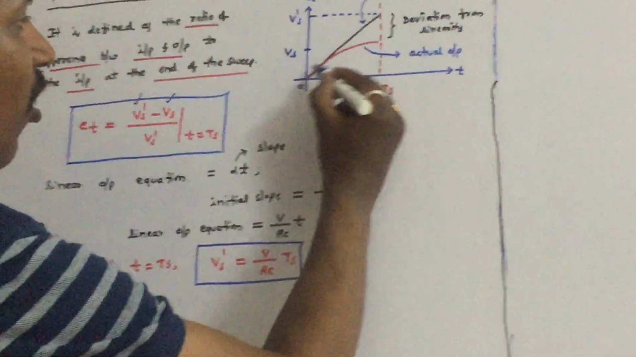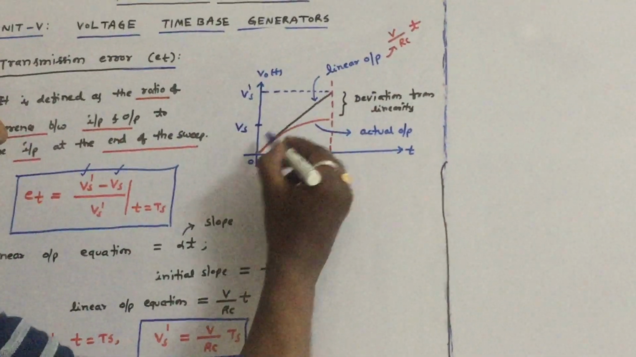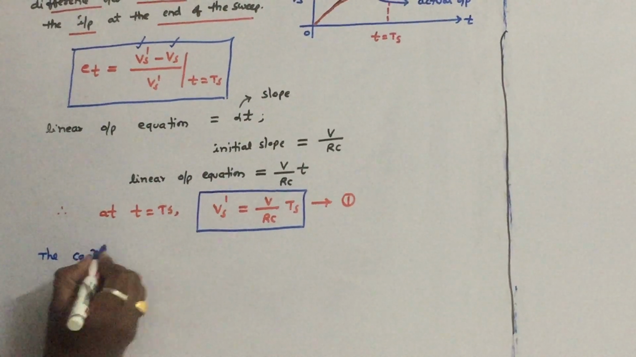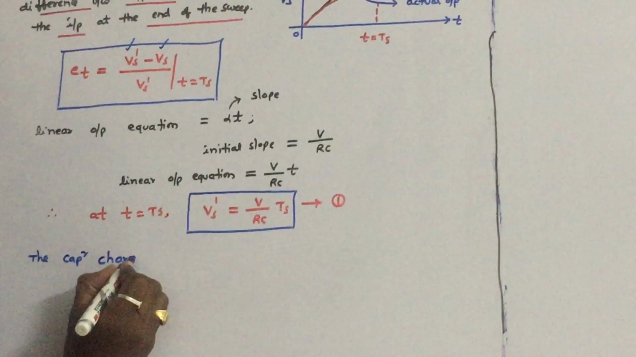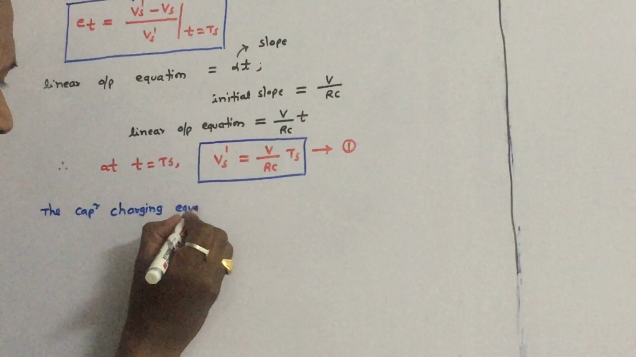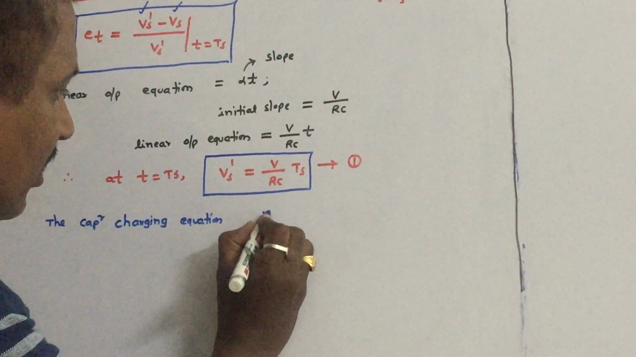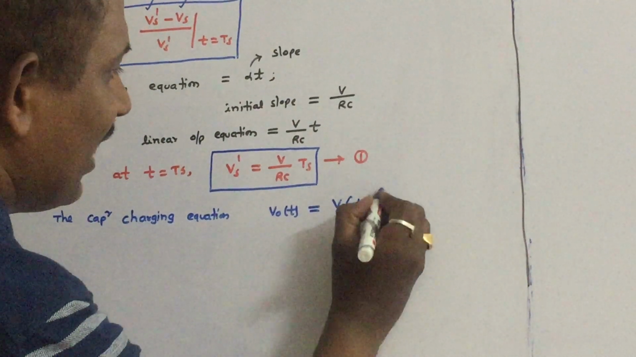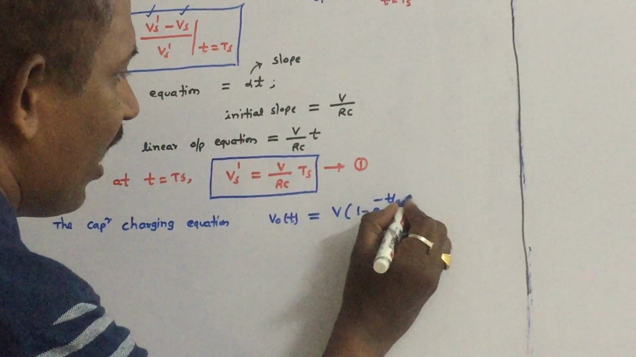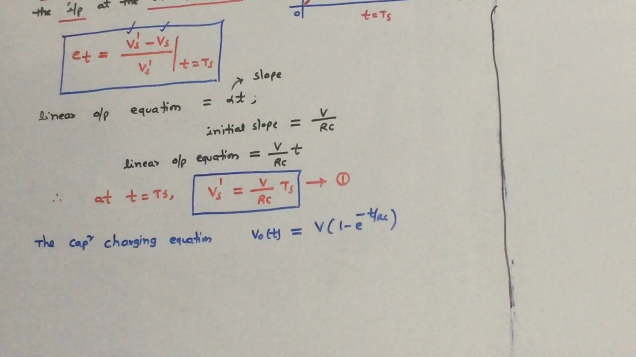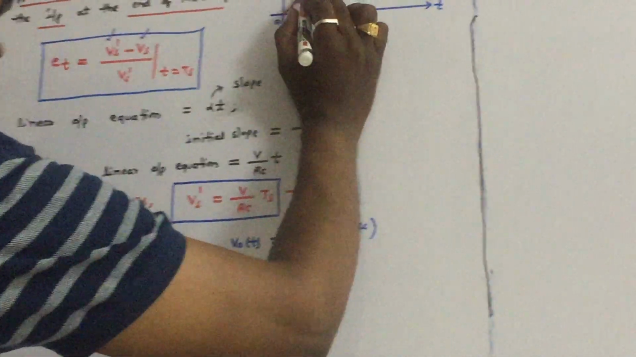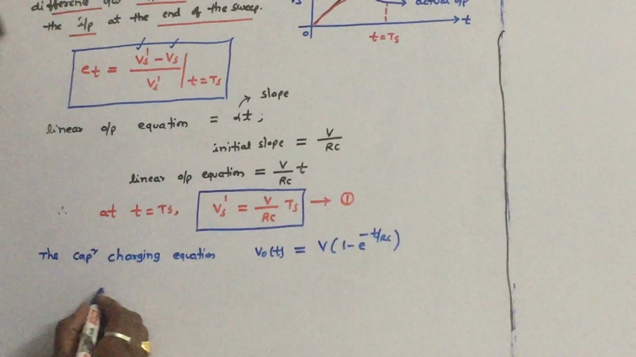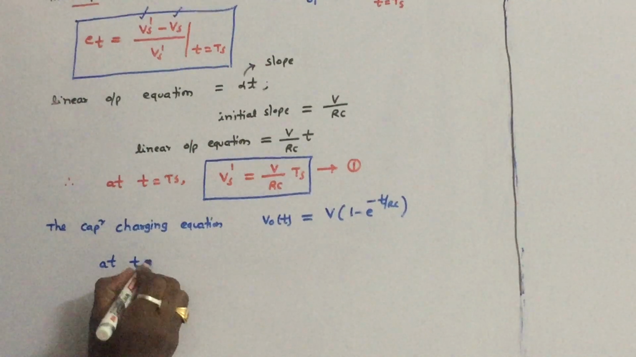Now let us calculate Vs. So this is the actual output. What is this? This is the capacitor charging equation. What is the expression? Very simple expression: V0 of t is equal to V into 1 minus e power minus t by RC. So this is the exponentially charging equation. We want the amplitude at t is equal to Ts, so just substitute t is equal to Ts in this equation.